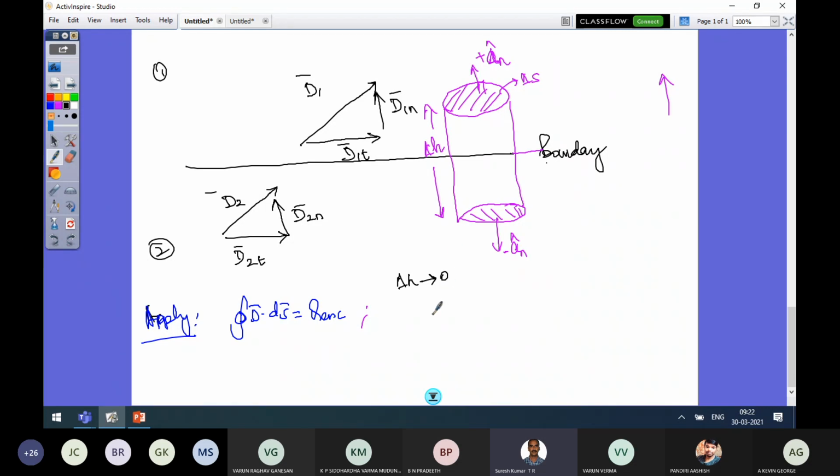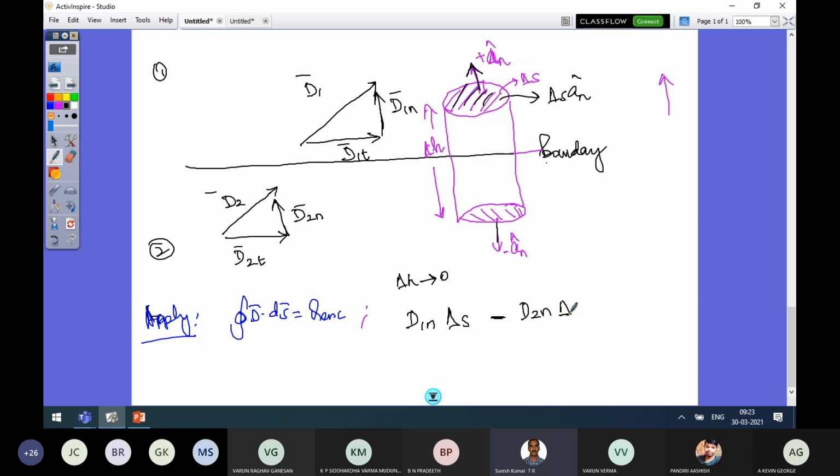Now for the top surface, this is the surface vector, and parallel to that, this is the vector. So D1N, which is parallel to delta S. What is this surface vector? This is delta S along a_N, right? You can write delta S. Same way for the bottom surface, D2N. This is D2N, but it's going in this direction, but the surface vector is in the opposite direction. That's why we need to insert a minus sign.